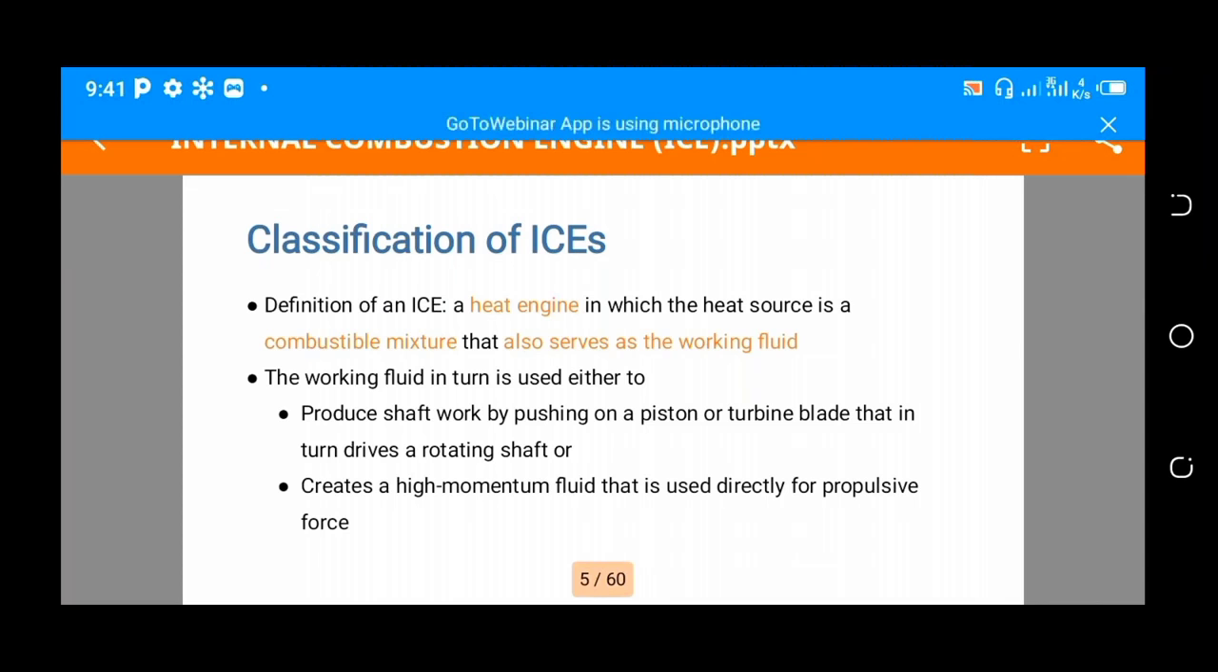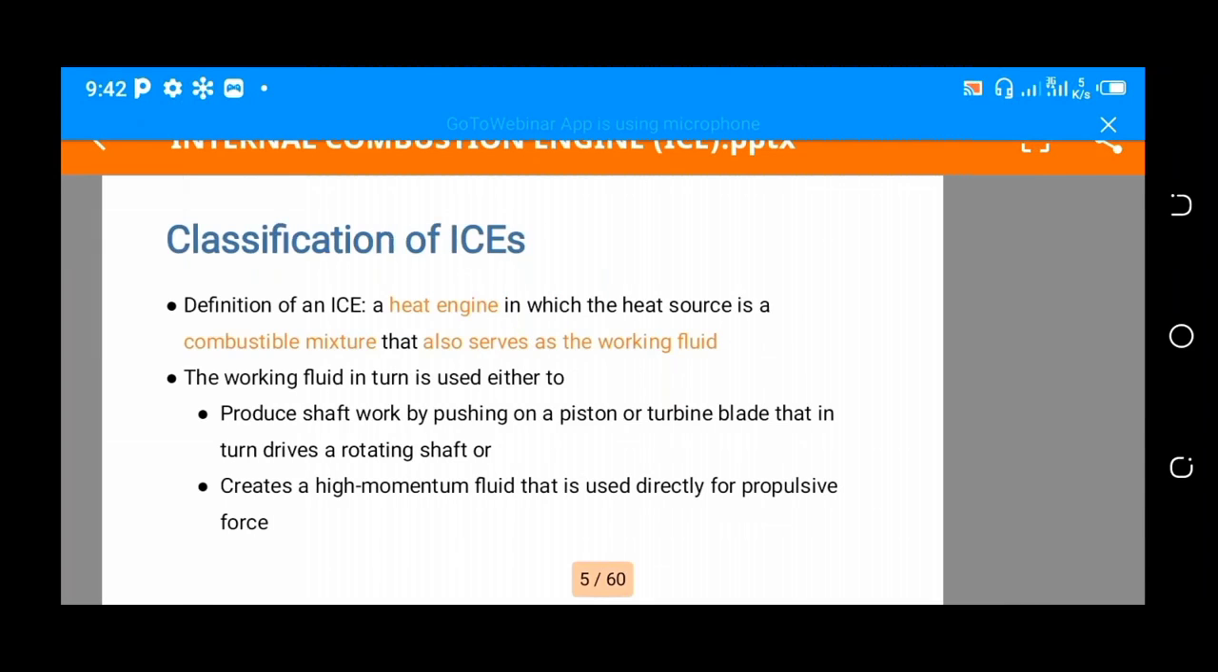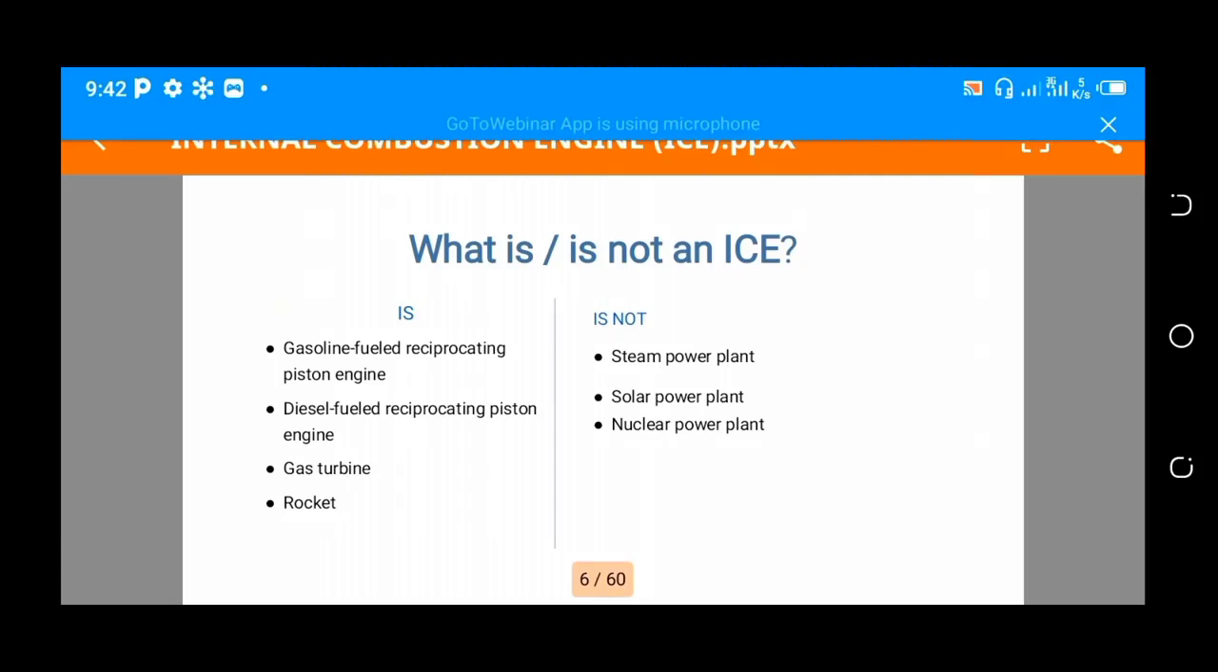It produces mechanical energy that will now turn the wheels of the machine itself. In an IC engine, energy is produced by the combustion of the fuel inside the engine cylinder. The cylinder is the house that carries the whole process, and the heating is done directly inside the cylinder. Now, we'll first ask what is and what is not an IC. From the slide you see, those considered to possess the internal combustion engine, and those that are not.